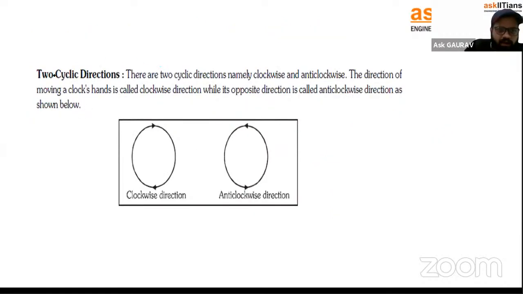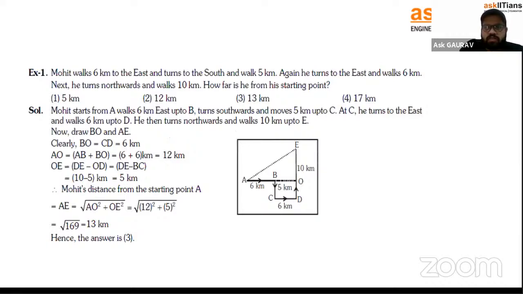Okay, the two cyclic directions which we have already covered. One is clockwise direction, another is anti-clockwise direction. Clockwise means in the direction of the clock, so the clock moves like this. Anti-clockwise means opposite to your clock. So this is how you will get the directions in a circular field, right? Clockwise or anti-clockwise. Now let's see the questions, right?